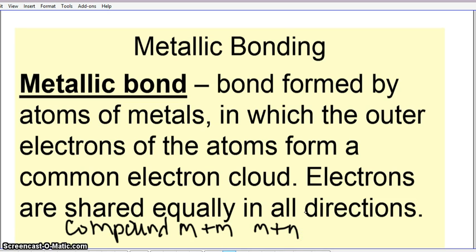All it means is that you can have the same elements, but as long as you have a different ratio of them, like 2, 3, 4, 5, then that's what we call a compound.